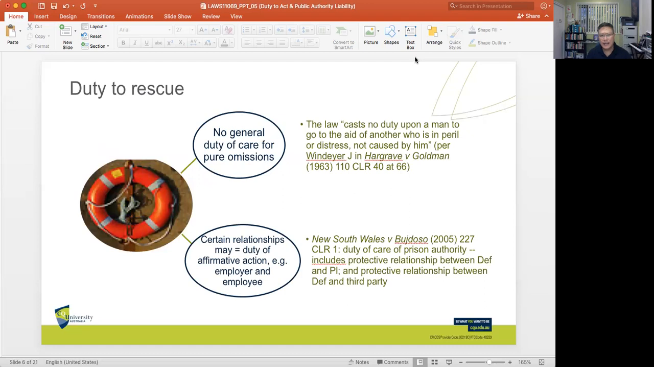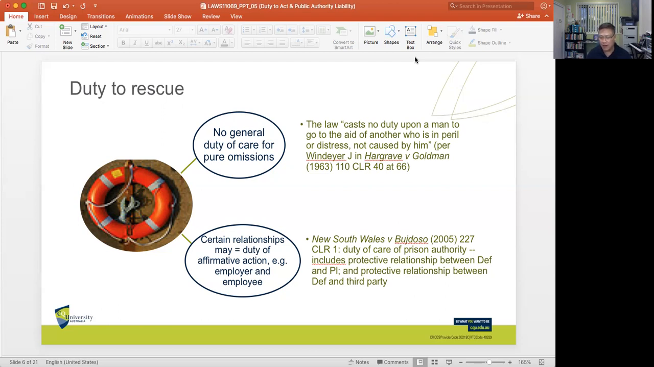As I mentioned, in general, there is no duty of care for pure omissions. In the case of Hargrave versus Goldman, the court said that the law casts no duty upon a man to go to the aid of another who is in peril or distress when it is not caused by him.